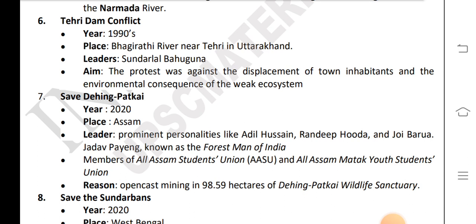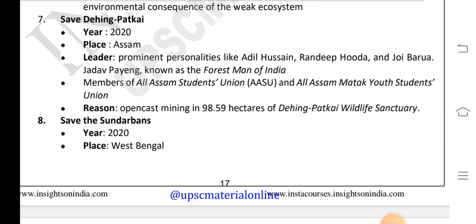Tehri Dam conflict, year 1990. Place: Bhagirathi river near Tehri in Uttarakhand. Leader: Sundar Lal Bahuguna. The protest was against the displacement of town inhabitants and the environmental consequences on the big ecosystem.